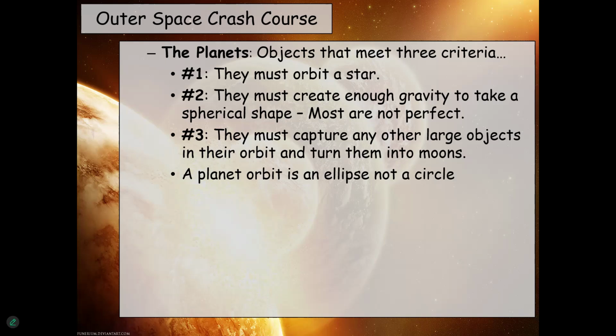Again, this is the crash course. We're not going to get deep into that, but just understand that when a planet orbits the sun, it's not doing so in a circle, it's in an ellipse, which means there are points in a planet's orbit where it is significantly closer to the sun than others. And we talked about that, I believe, a little bit earlier in the year.